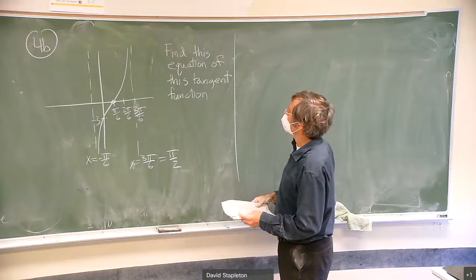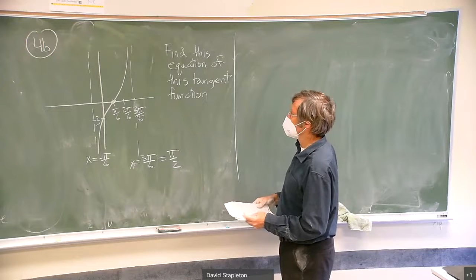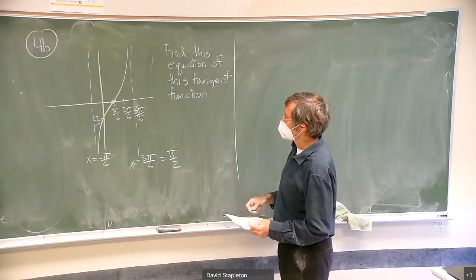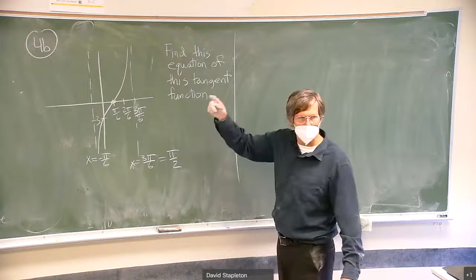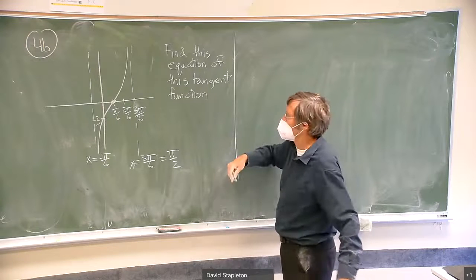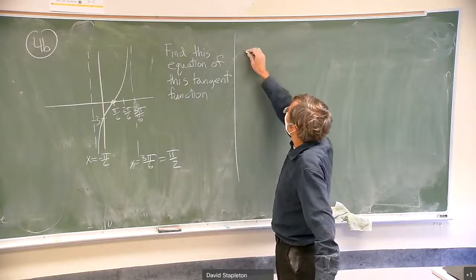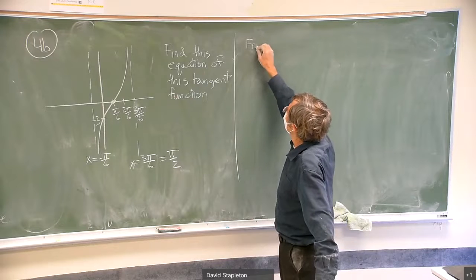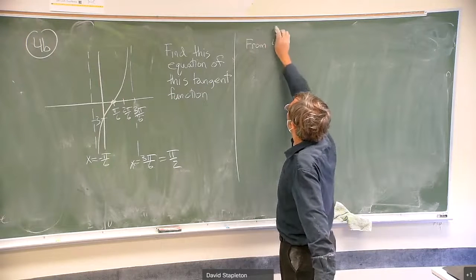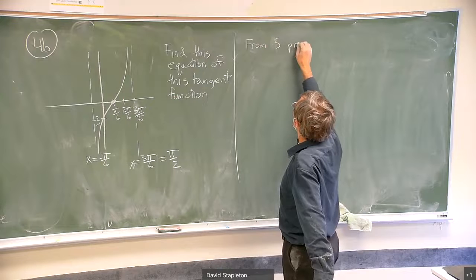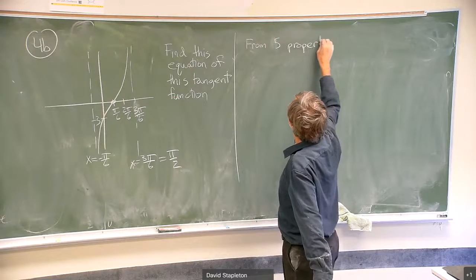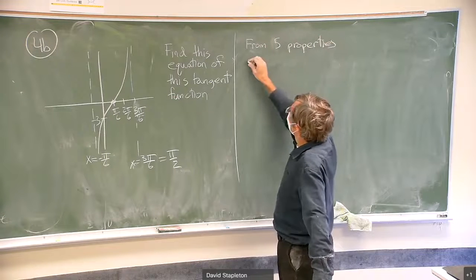All right, so find this equation, the equation of this tangent function. What is it? Again, you take now the 5 properties and get back the 4 letters, just like we did with sine and cosine. So it's the same kind of situation, just with a different shaped curve. So from the 5 properties, we'll figure it out, right?